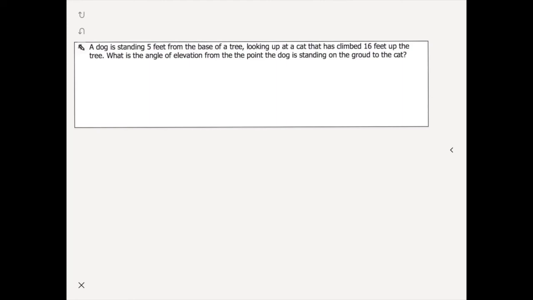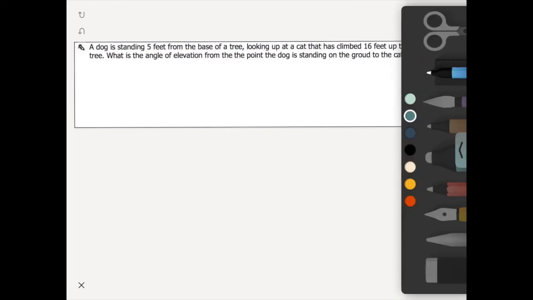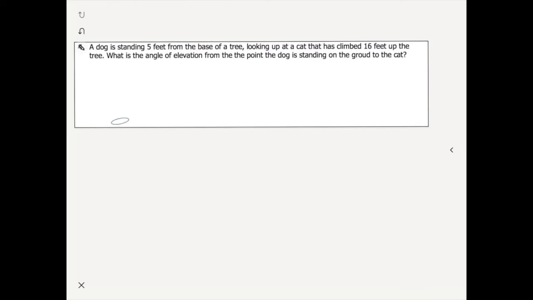Let's try one more example. So a dog is standing 5 feet from the base of a tree, looking up at a cat that has climbed 16 feet up the tree. What is the angle of elevation from the point the dog is standing on the ground to the cat? So I'm going to draw a dog, or I'm going to try to draw a dog. This is a dog. He is standing 5 feet from the base, remember that's bottom, of a tree. So here's my tree. This is the bottom of the tree. So he's standing 5 feet from the bottom of the tree, looking up at a cat. We'll just call this the cat because I can't draw. That has climbed 16 feet up the tree. So this is 16 feet.